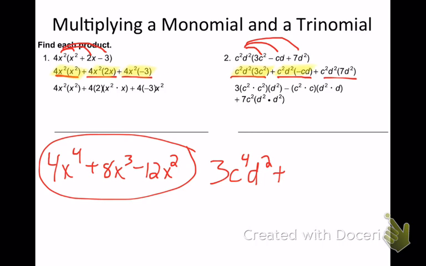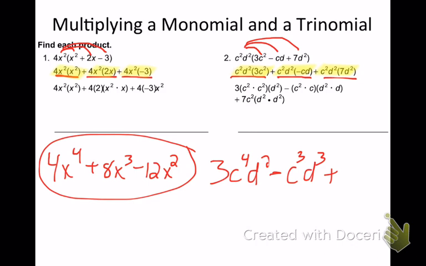C squared d squared times negative cd. What's c squared, or sorry, not plus. Should be a minus here. So minus. What's c squared times c? C to the what power? 3rd. And what's d squared times d going to give me? D to the 3rd. Nice. And then my last term's plus.